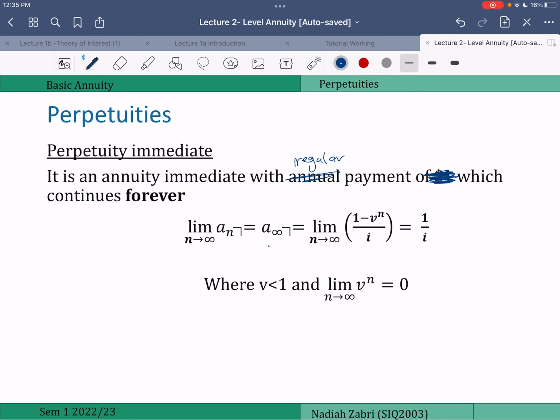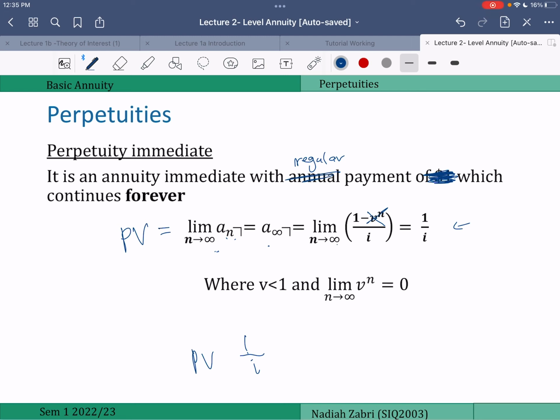So we can also think of it as an A angle infinity. So the payment will go on forever, so the n will approach infinity. So if we want to find the present value, it is equal to the present value of A angle n when n approaches infinity. So this one will approach 0, and you will just end up having 1 over i. So this is the present value for our perpetuity with level payment of 1 ringgit.